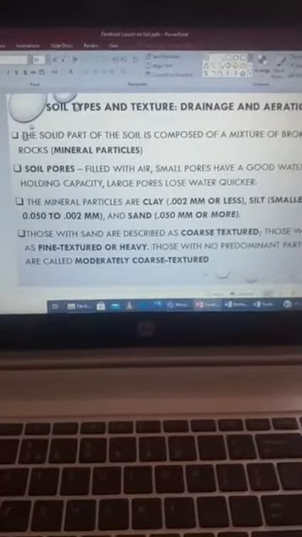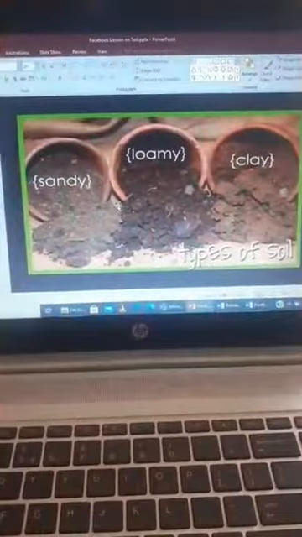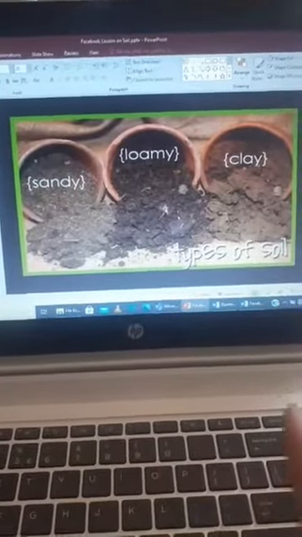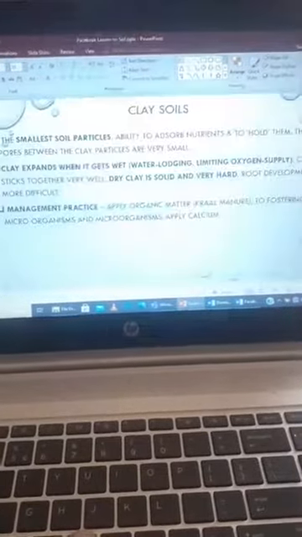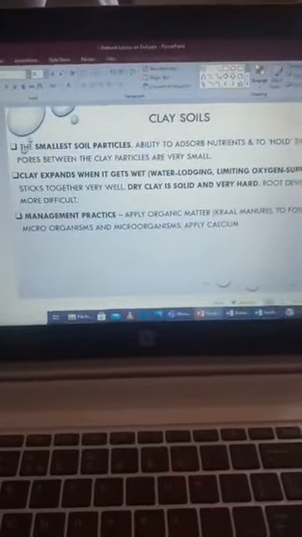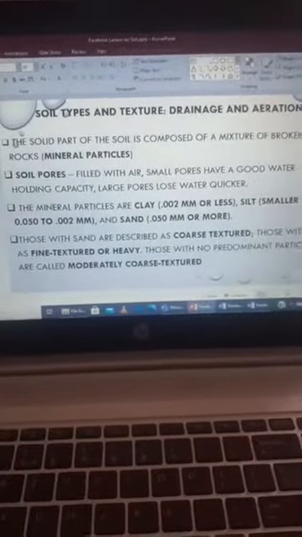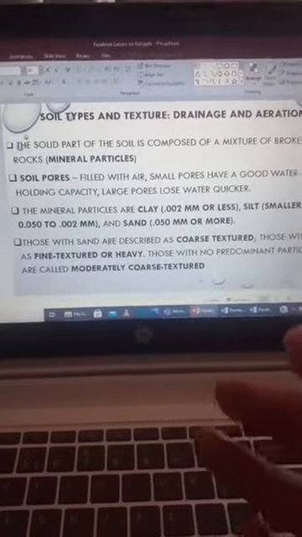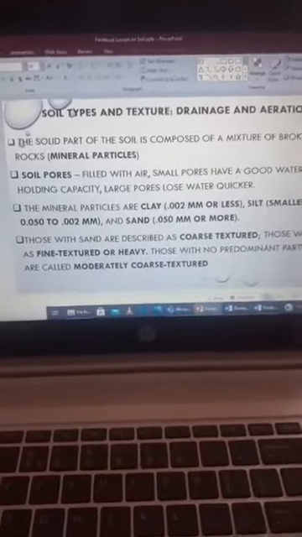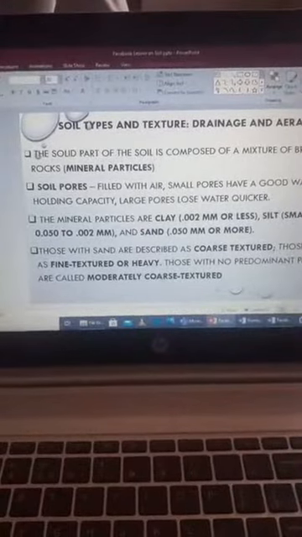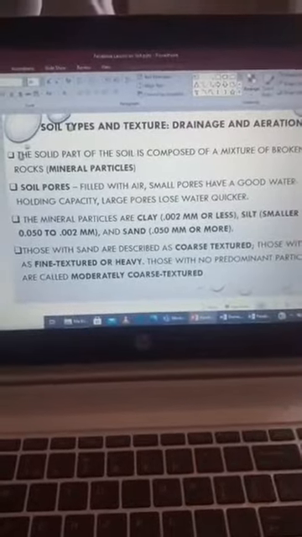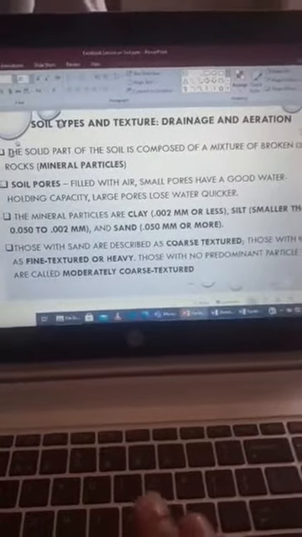Then we're looking at soil types and texture. We have three soil types: sandy soil, loamy soil, and clay soil. Actually, there is no soil you cannot plant in, but it needs management practices that you apply to your soil to make sure your plants grow well. Even with sandy soil you can produce some crops. With clay soil you can produce some crops, but you can amend the soil texture, trying to improve the water holding capacity.